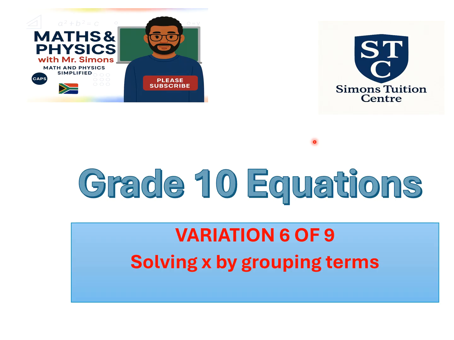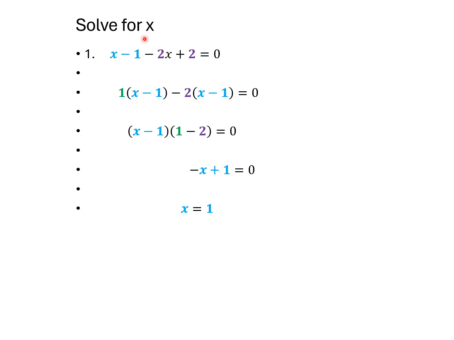Alright, today's lesson, classwork, variation 6 of 9 of equations, and we're solving for x by grouping terms. So solve for x, that is common. Grouping terms normally involves where we give you either 4 terms, 6 terms, 8 terms, etc. But it should be an even number of terms for us to group. Most of the time, we're going to group them into twos.